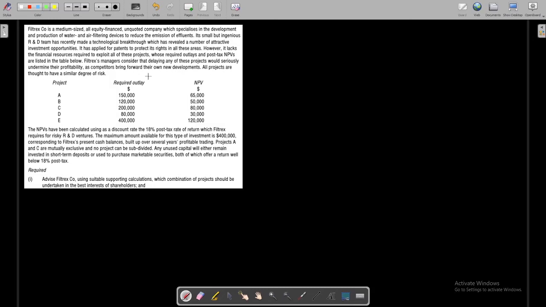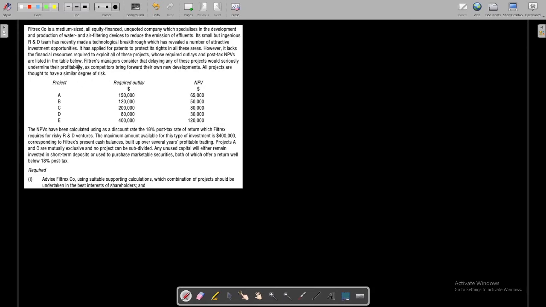This question is about a company called Fictrex Company, a medium-sized, equity-financed unquoted company which specializes in the development and production of water and air filtering devices to reduce the emissions of effluents. Its small but ingenious R&D team has recently made a technological breakthrough which has revealed a number of attractive investment opportunities. It has applied for patents to protect its rights in all these areas.